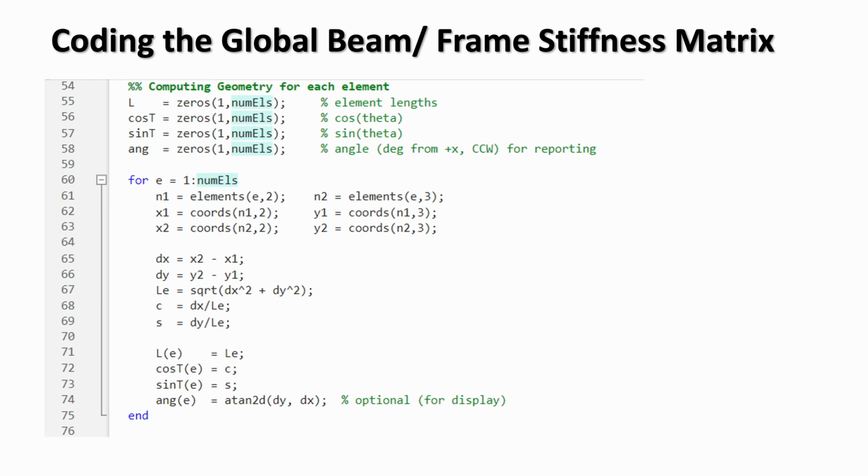checking or reporting results. So after this loop is complete, we have for every element its length, cosine and sine of its angle, and its actual angle. This information will go straight into the element stiffness matrix calculations.